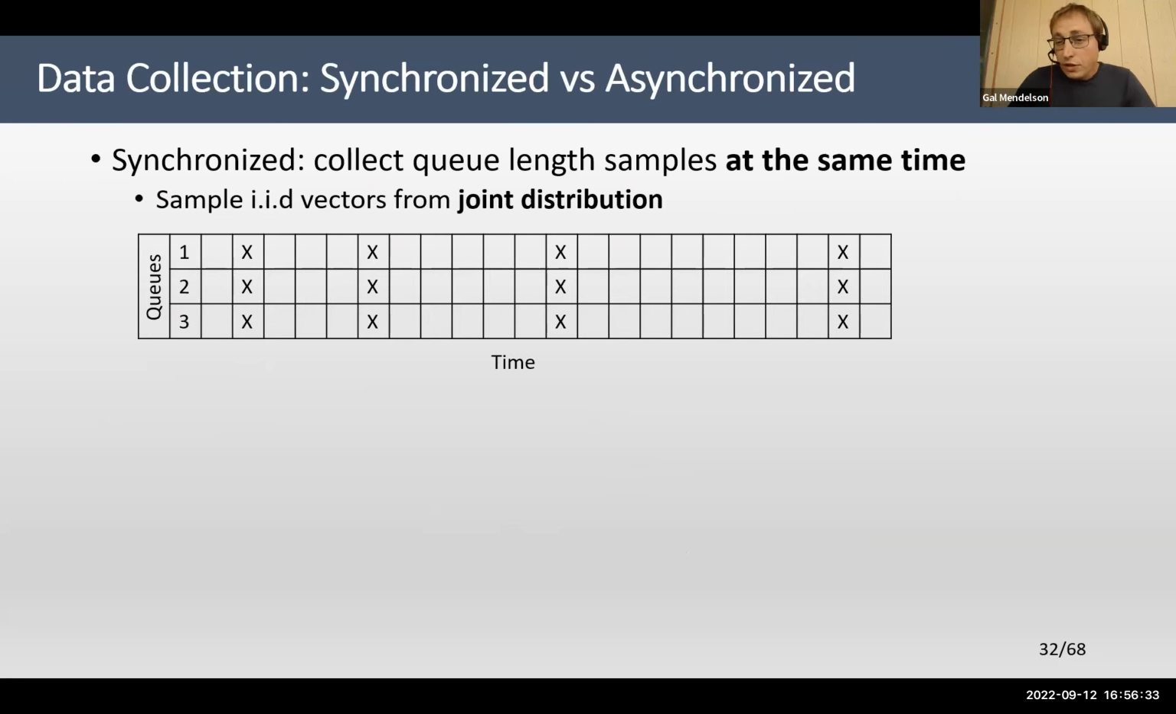All right. First thing that matters is, we decided to collect queue-length data, but the question is, when do we collect it? And it turns out this is very important: whether or not you're collecting data in a synchronized or asynchronized fashion. What you see here is an example of a synchronized fashion. The rows are the servers 1, 2, and 3, and this axis is the timeline. Here we're collecting queue-length information at the same time. We just sample the joint distribution at different times. This is what we call synchronized.